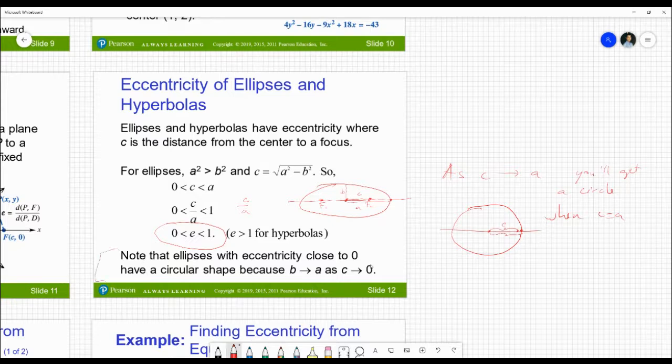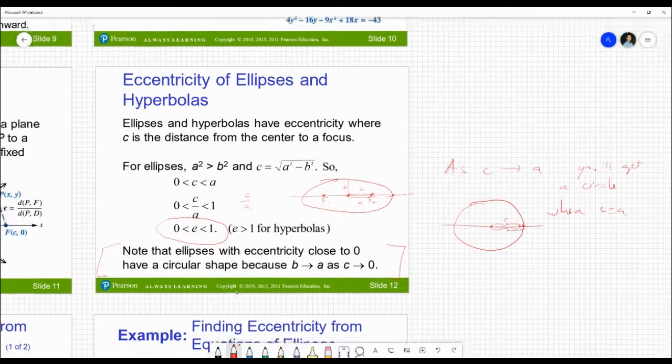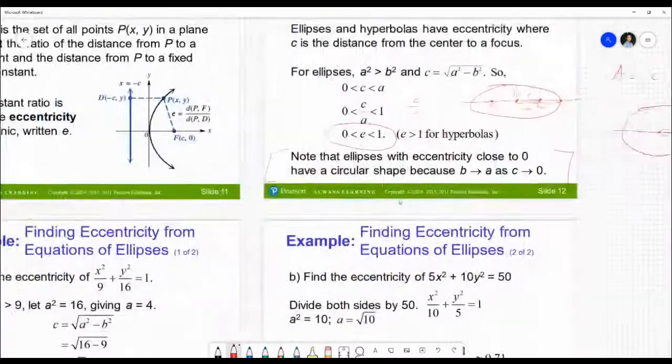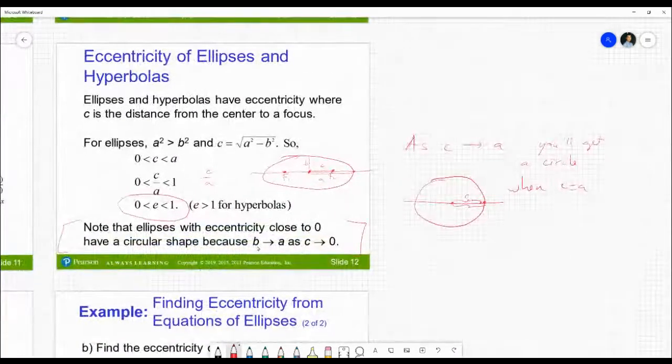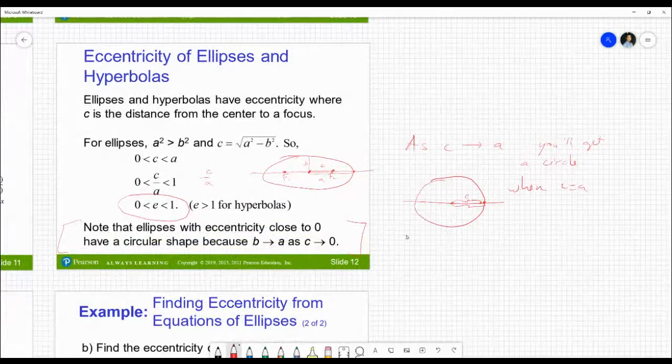So note, this is what they're noting here, that ellipses with eccentricity close to 0 have a circular shape because B approaches A as C approaches 0. I think I said that backward: as B approaches A, not as C approaches A.